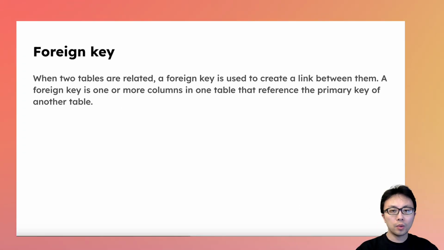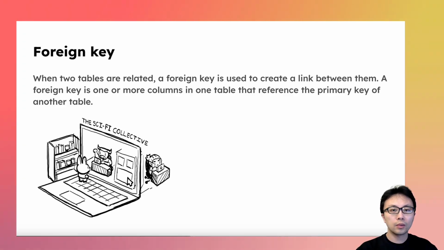In case your memory on foreign keys has become vague, a foreign key can be thought of as a link between two related tables. A foreign key is simply one or more columns in a table that reference the primary key of another table. The two tables are of course related.